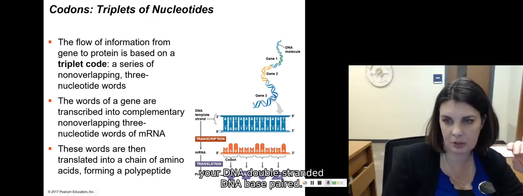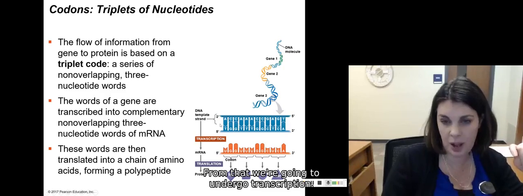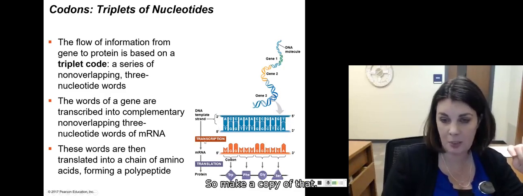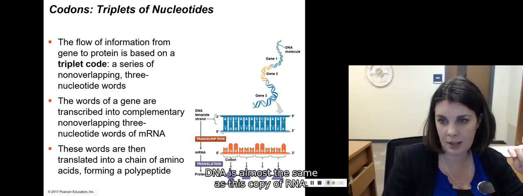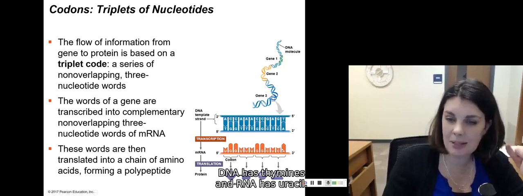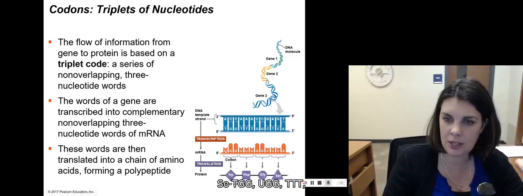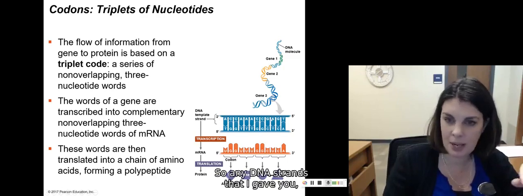This then is your DNA, double-stranded DNA, base paired. From that, we're going to undergo transcription. So make a copy of that. If you look, this copy of DNA is almost the same as this copy of RNA. The only difference is, if you remember, DNA has thymines and RNA has uracil. So wherever we have a T, we just replace it with a U. So TGG, UGG, TTT, UUU, GGC, GGC, TCA, UCA.